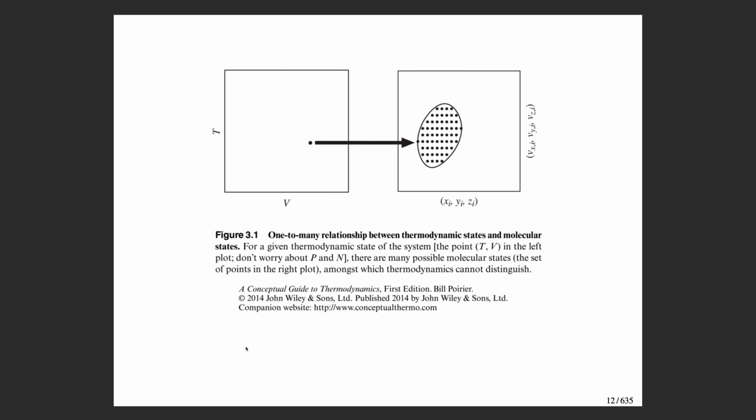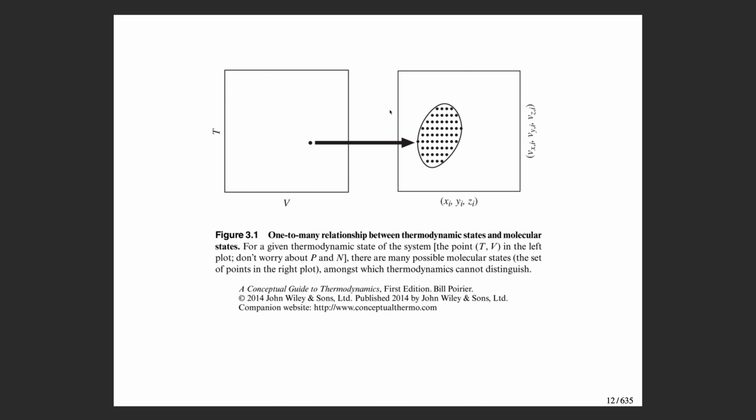And so this figure here, which I've taken from our supplemental text, Poirier, A Conceptual Guide to Thermodynamics, encapsulates that difference between the macroscopic state and the microscopic state. So on the left, we have the thermodynamic picture of our system. Here we've reduced it down to 2 variables, which is just fine. You could imagine that there would be another dimension representing pressure and another dimension representing number of moles, but you get the idea that a single thermodynamic state is described by a point in this temperature volume space.